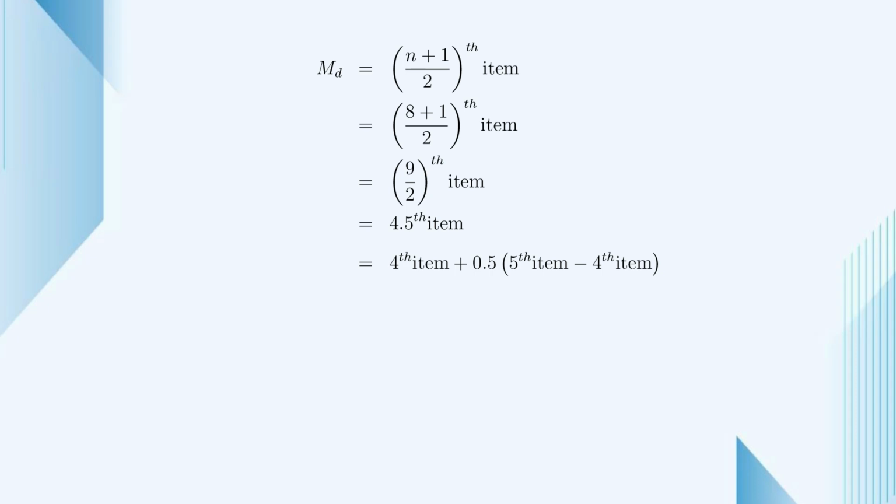Looking for the values in the ordered data, we have 4th item is 21. 5th item is 22. Hence, substituting it, that is 21 plus 0.5 into 22 minus 21. On simplification, the value is 21.5. The median of the given data is 21.5.